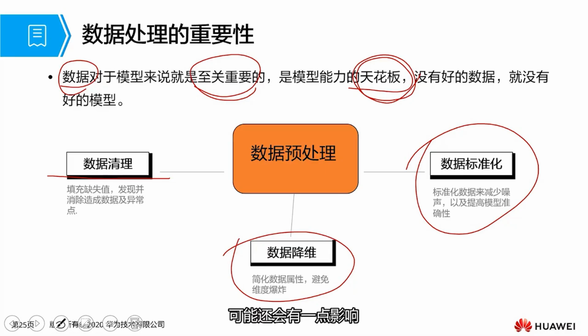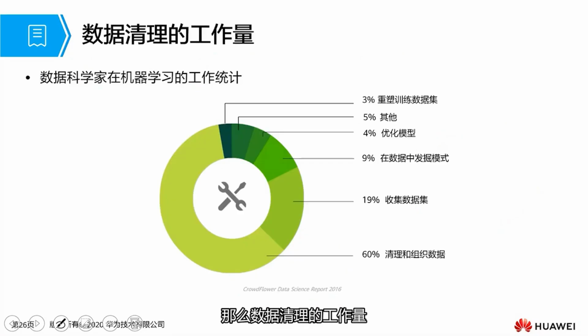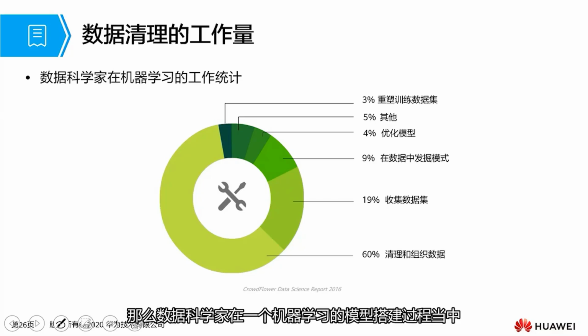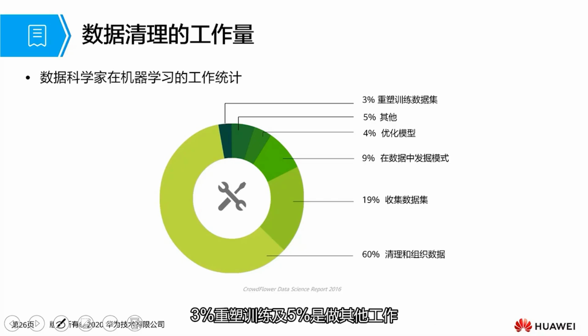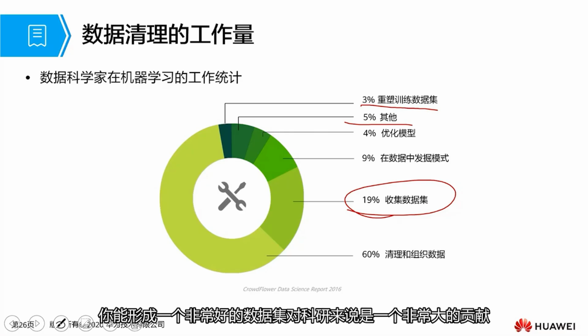So, regarding the workload of data cleaning, here is a pie chart to show everyone. This is also what we are emphasizing here. Once again, data is very important. In the process of building a machine learning model, data scientists spend 3% reshaping the training set, 5% doing other work, and a relatively large 19% collecting datasets. Collecting datasets is also a very important task. You can form a very good dataset. It is a significant contribution to scientific research. Optimizing the model takes the remaining 4%.